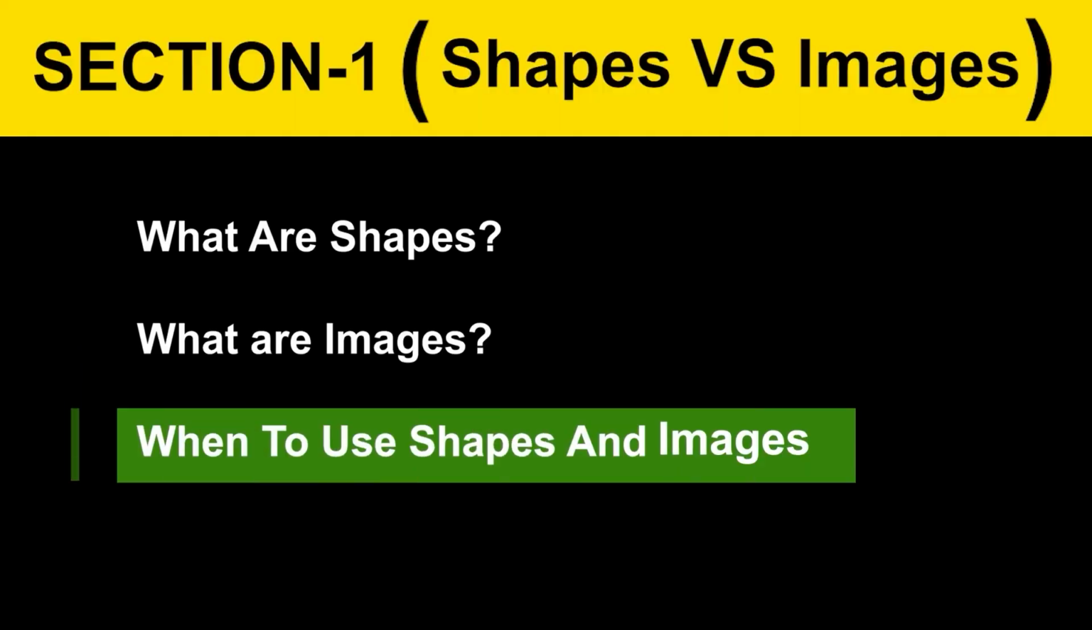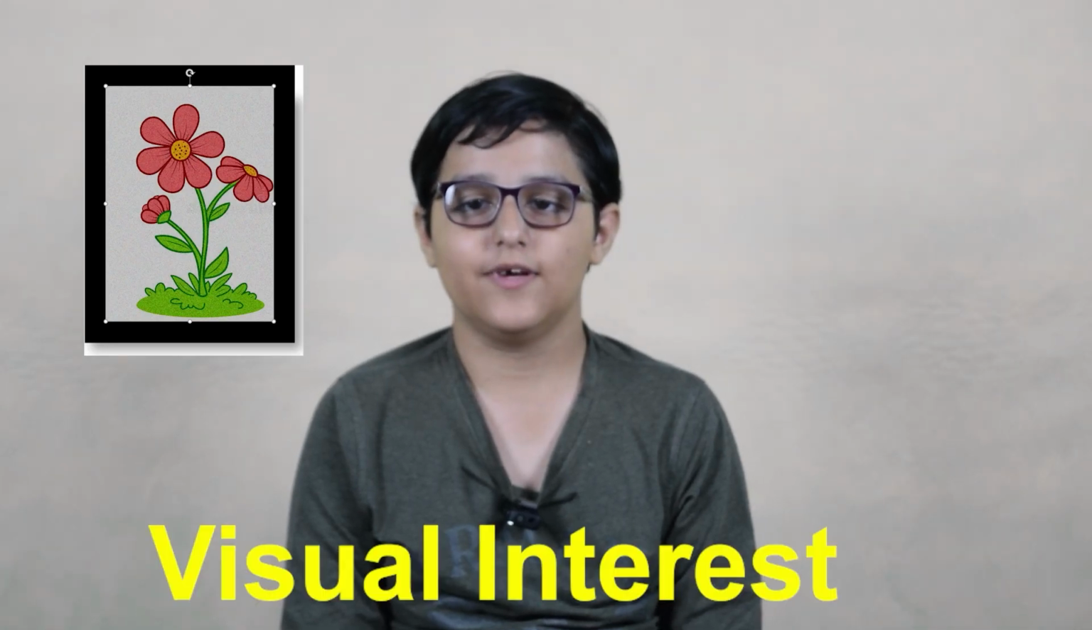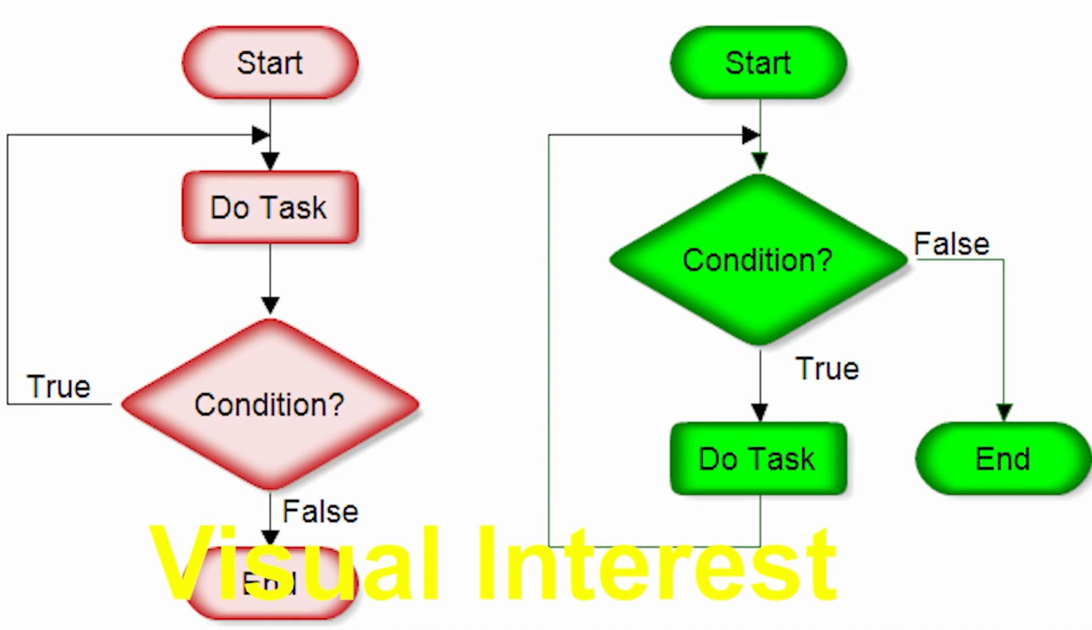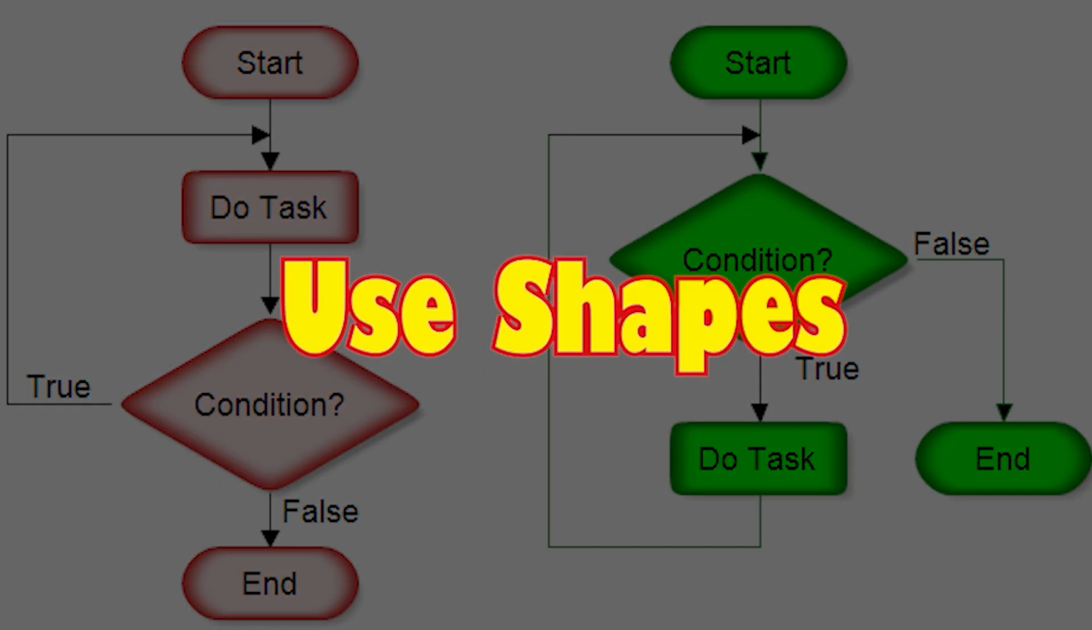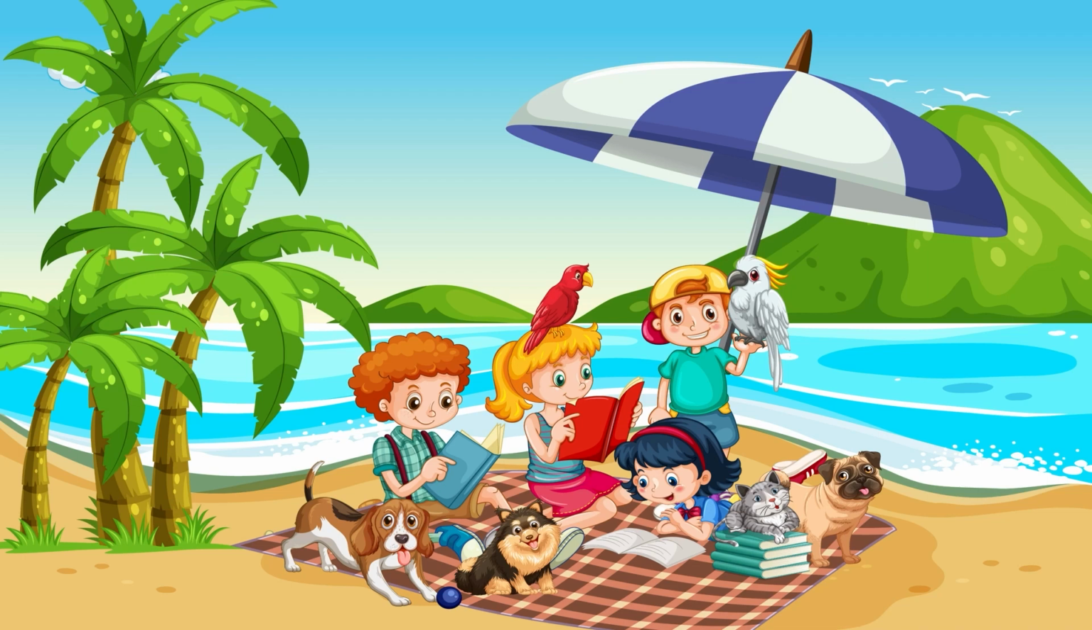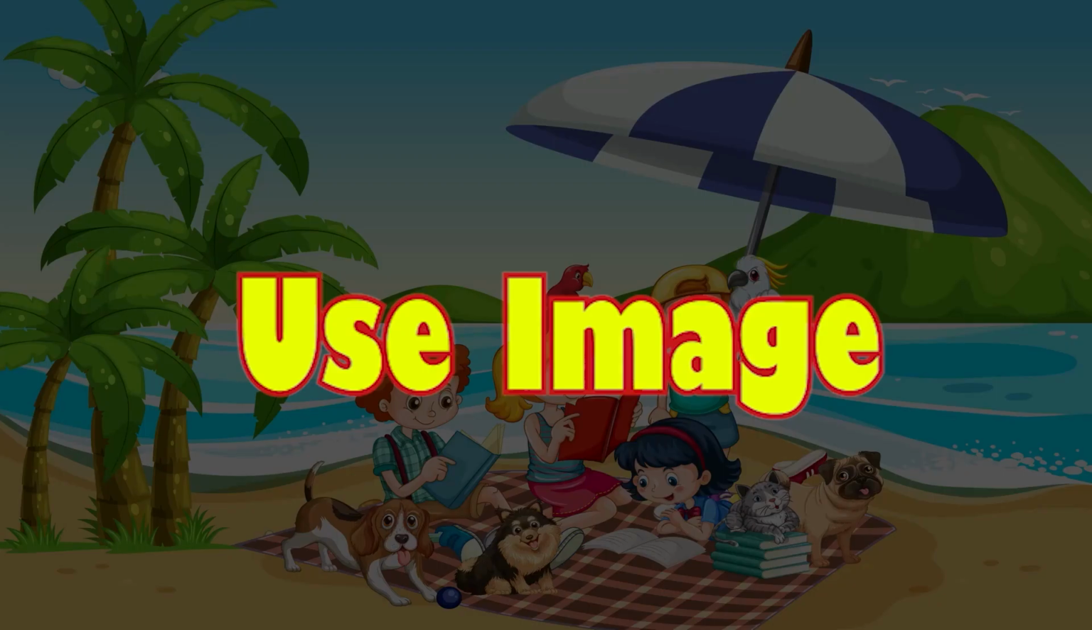When to use shapes and images? So when should you use shapes and when should you use images? Well, it depends on the message you are trying to convey. Shapes are great for creating diagrams and illustrations, while images are great for adding visual interest to your presentation. If you want to show the structure of a process like this, use shapes. If you want to show a photo of your last vacation, use an image.